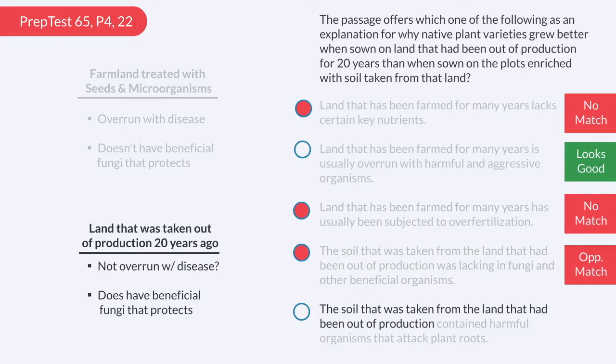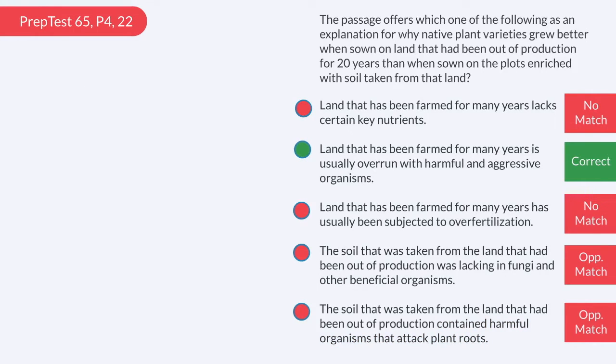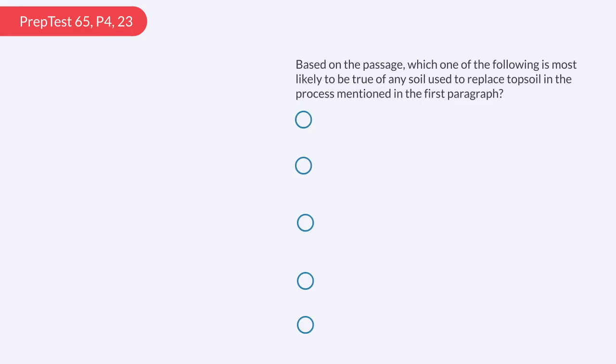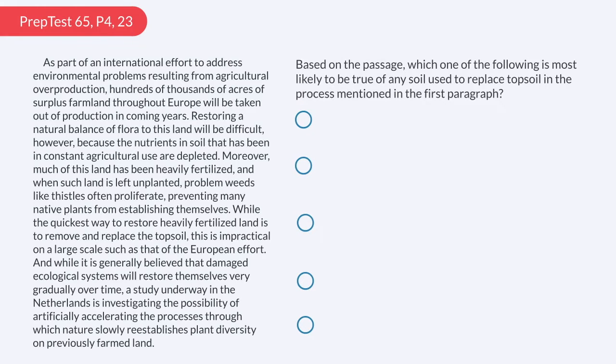And then E is saying the land that's been out of production has a lot of harmful organisms. That's also the opposite. That's what's true of the land that has been farmed. So it looks like B is our correct answer. On to our third question. Go ahead and pause the recording and give this one a try.